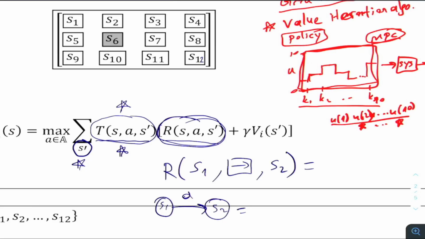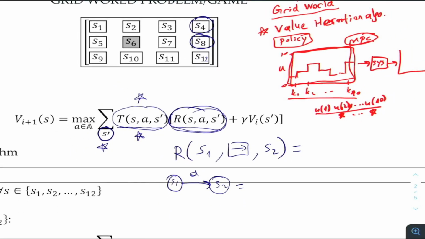For example, what did we say for the original problem? We said that S4 and S8 are the terminal states. For example, dying in Mario, when you play Mario, is a terminal state. Maybe you are trying to use some reinforcement learning algorithm, and you define dying as a state, let's say state 100, for example. And the reward for being in that state is minus 100 or minus 1, maybe.